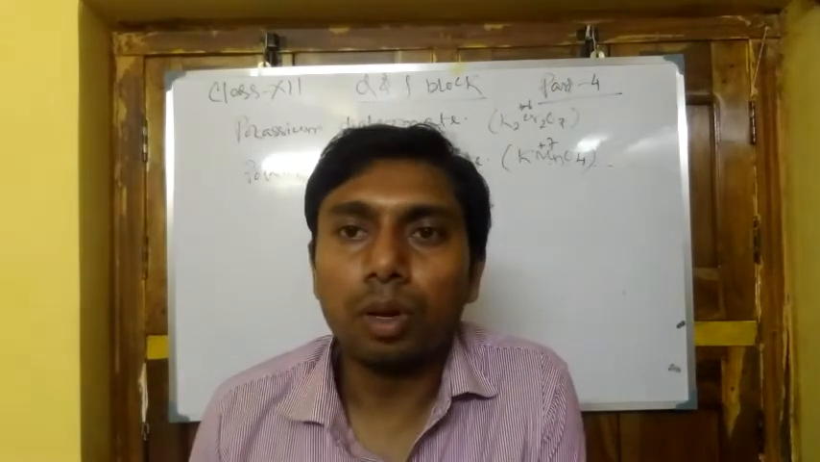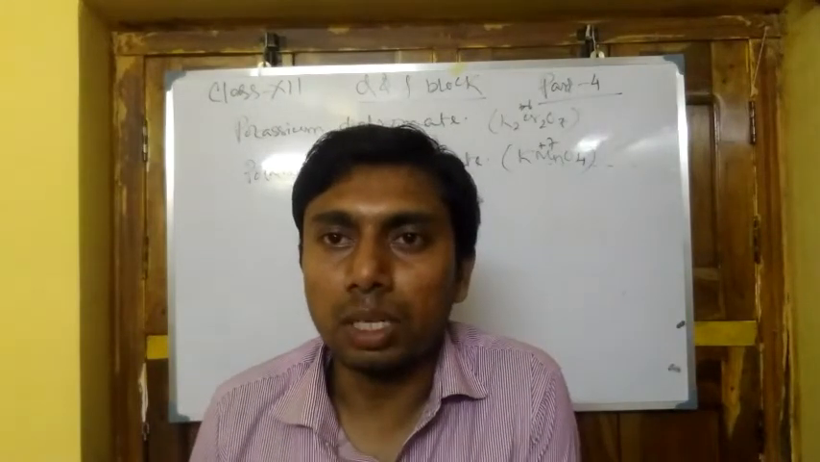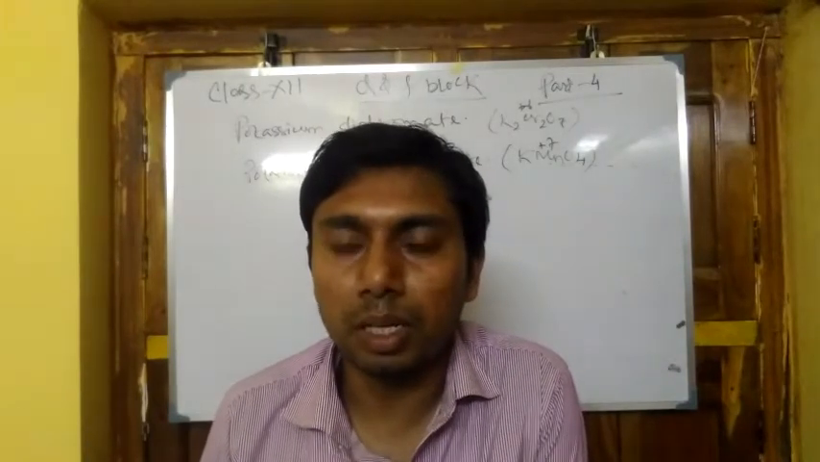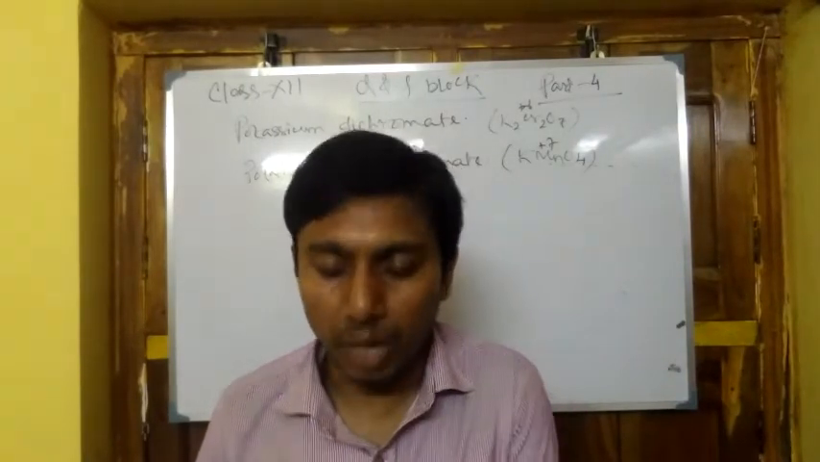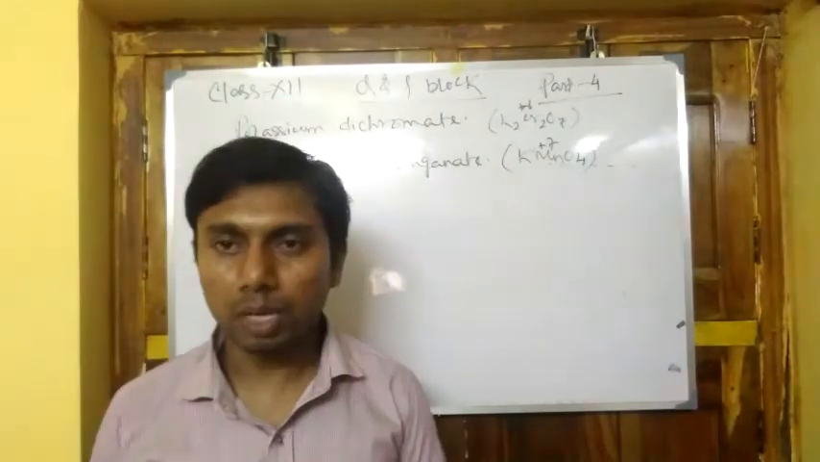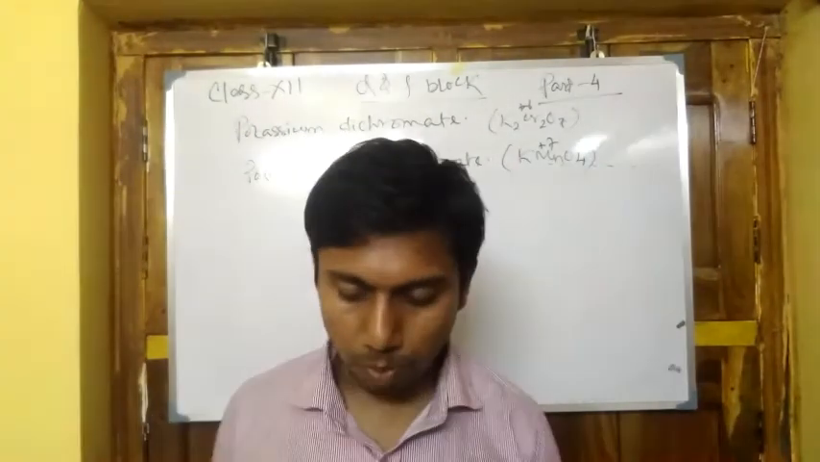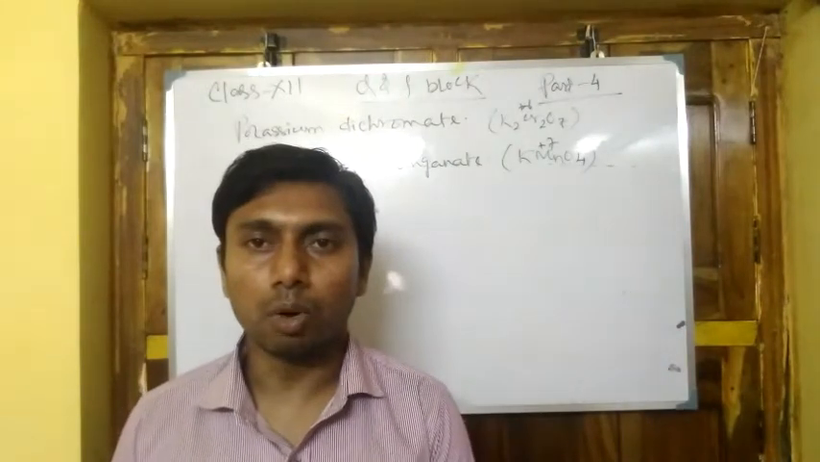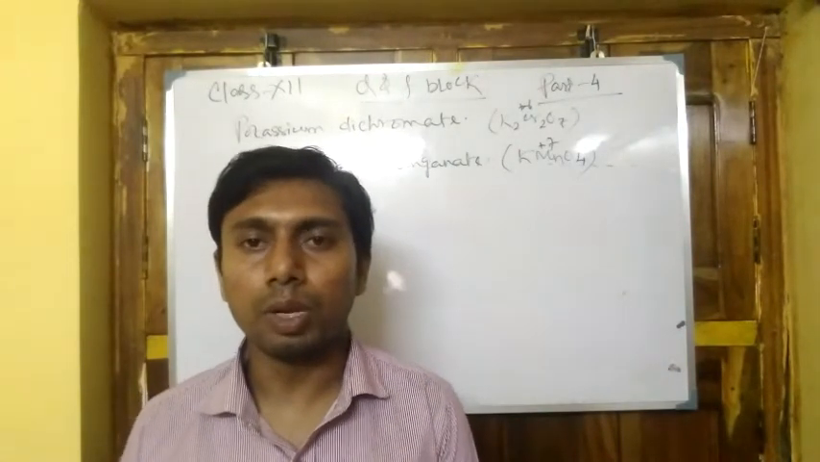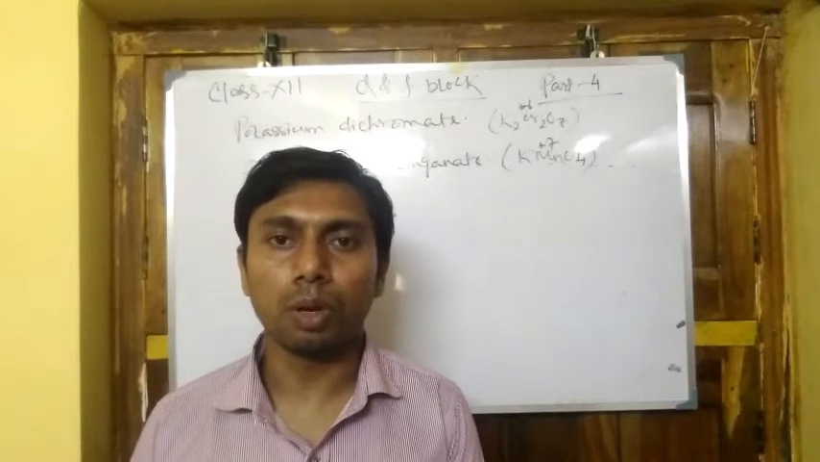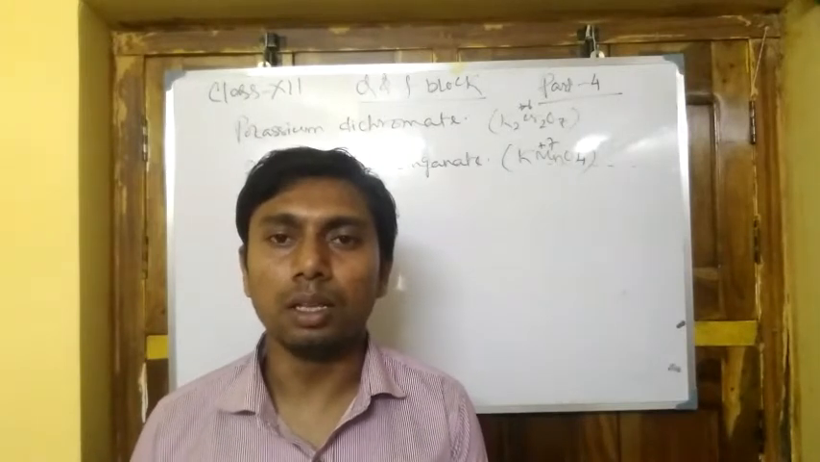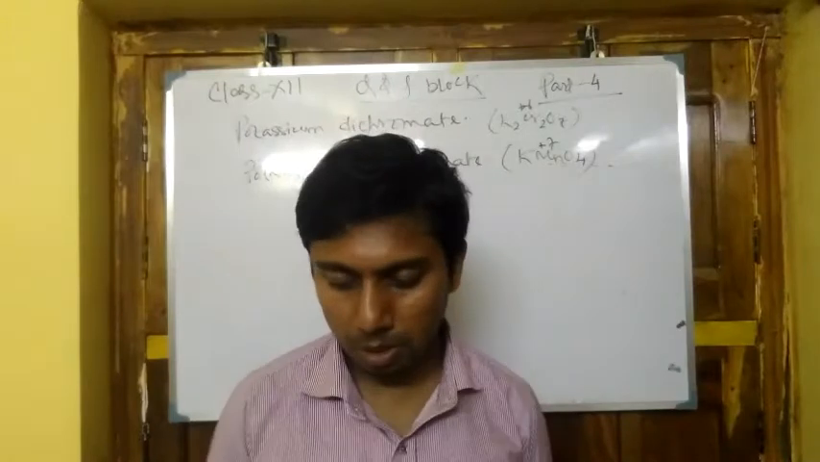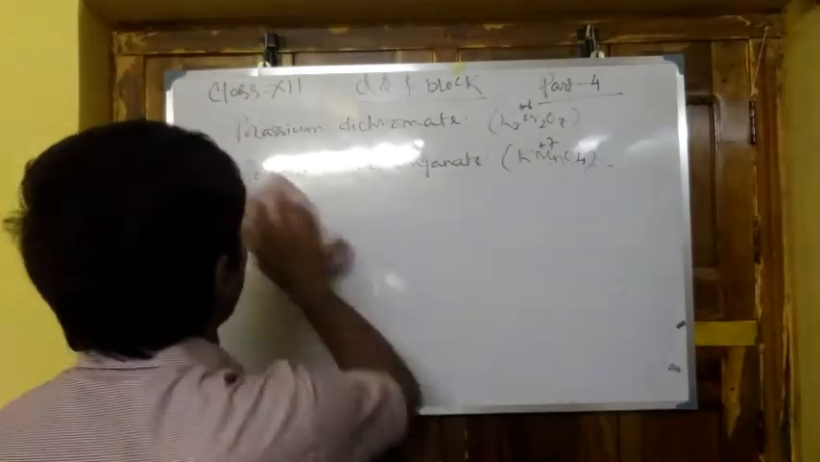So first of all, we go with the first one, that is potassium dichromate. First, its preparation. The preparation of dichromate is done with chromite ore. First chromite ore is converted to chromate, and then chromate to dichromate. Just follow the steps to prepare potassium dichromate.